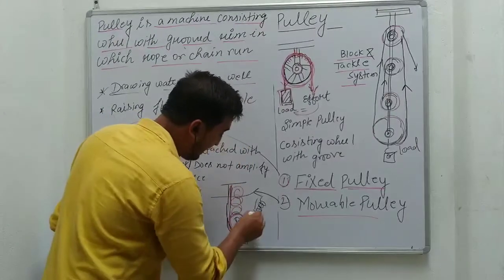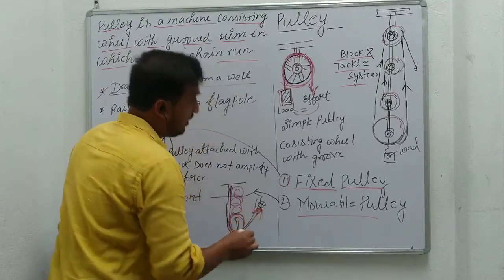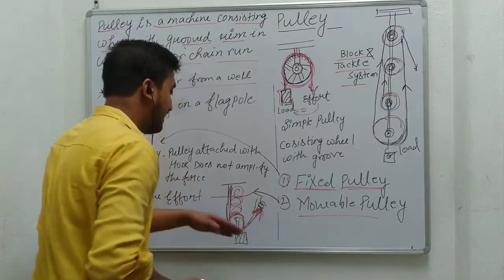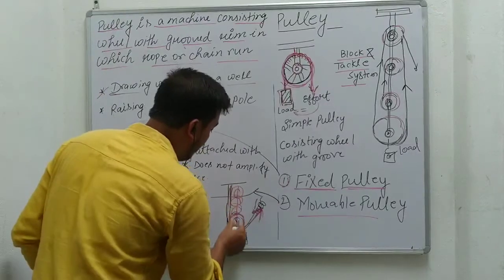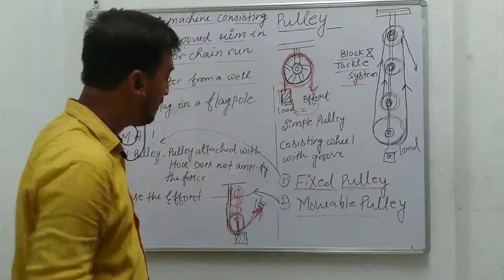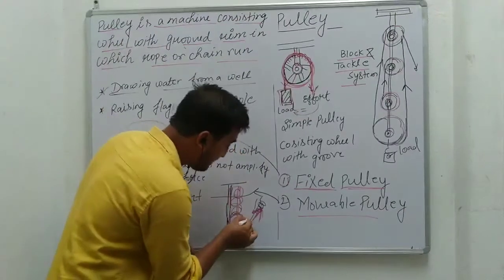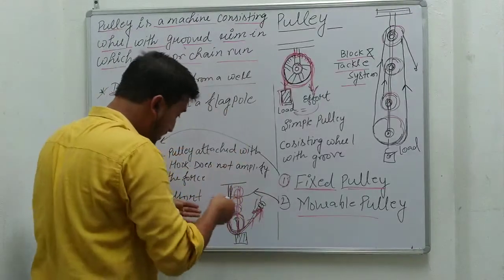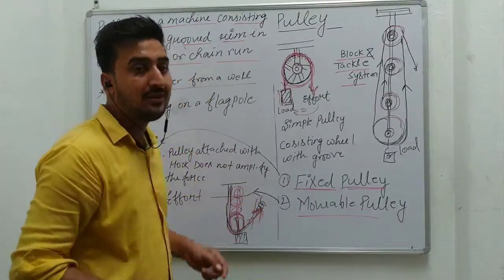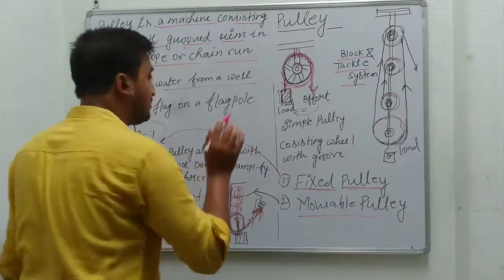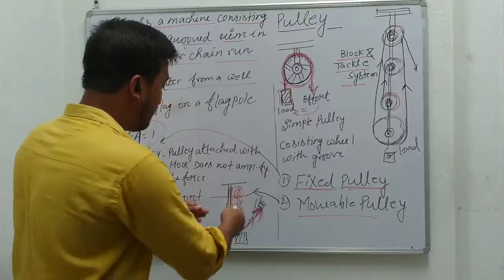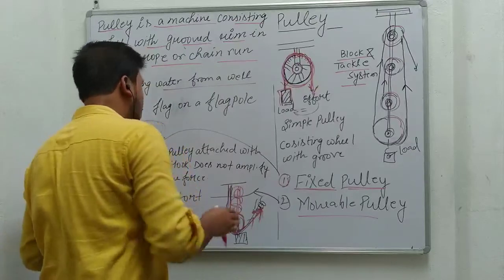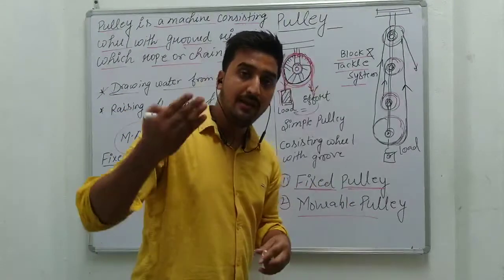When we apply the effort from this side and try to raise the object, the pulley automatically goes up, and if you want the pulley to come down, it will come down. So as well as the rope moving, the pulley will also move. Here the pulley and rope are both moving, that's why it is used to reduce the effort, and by using a movable pulley we can lift heavy objects.